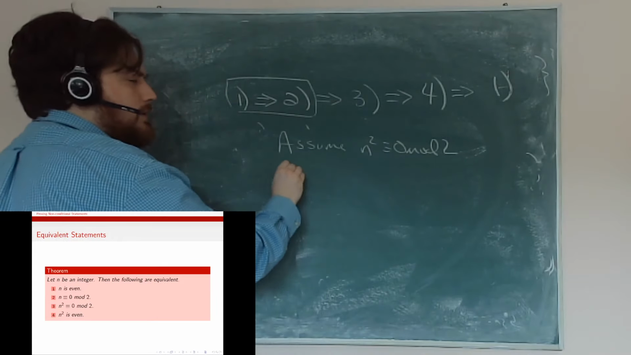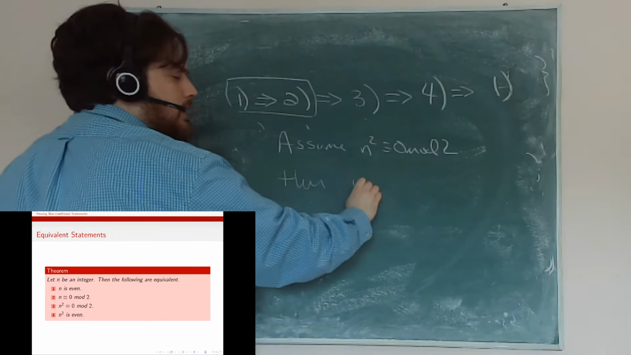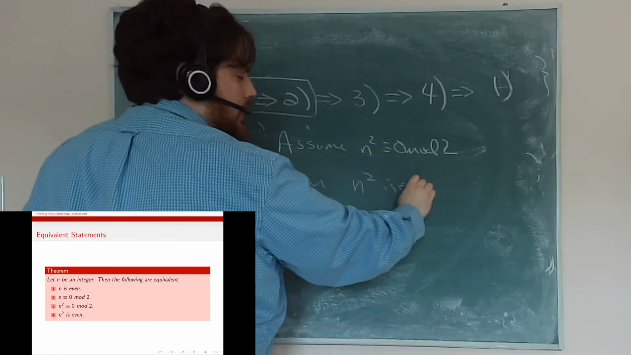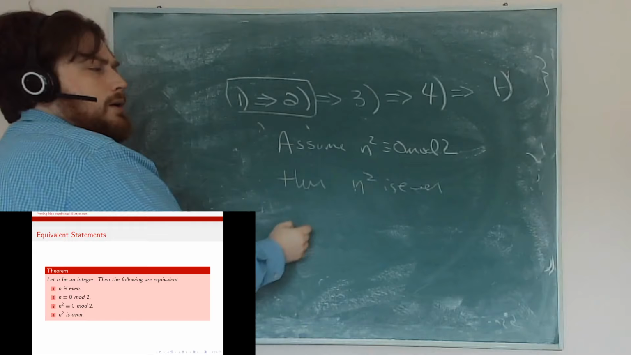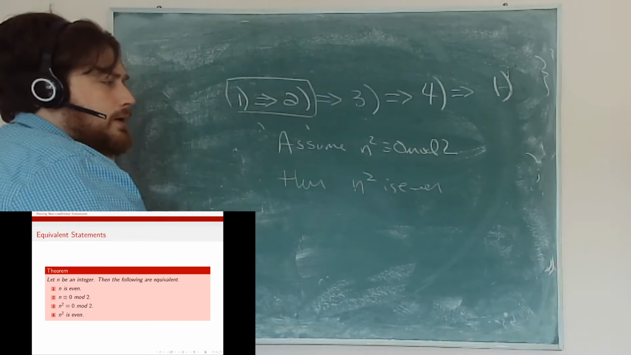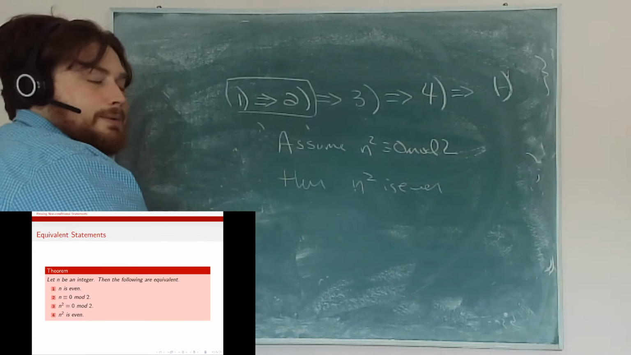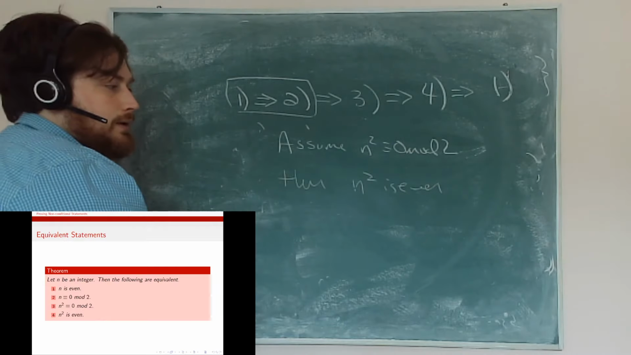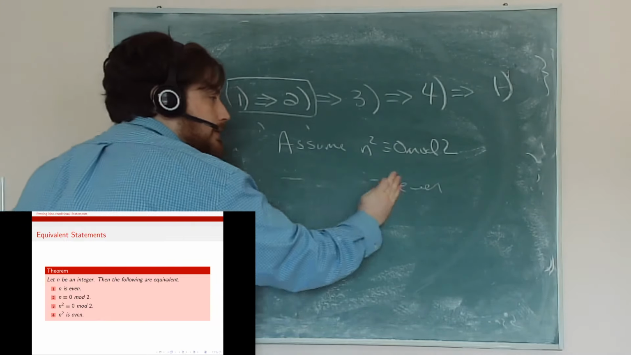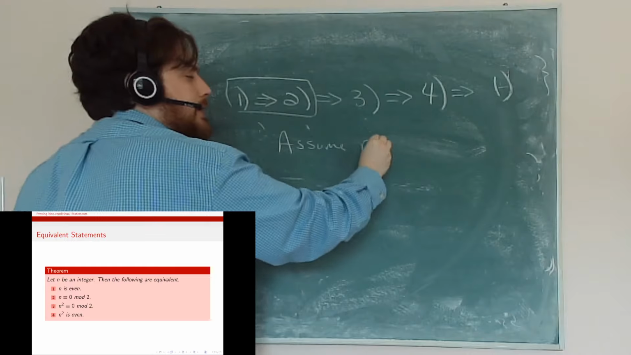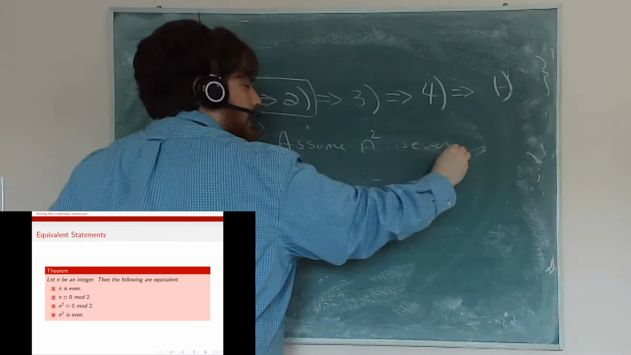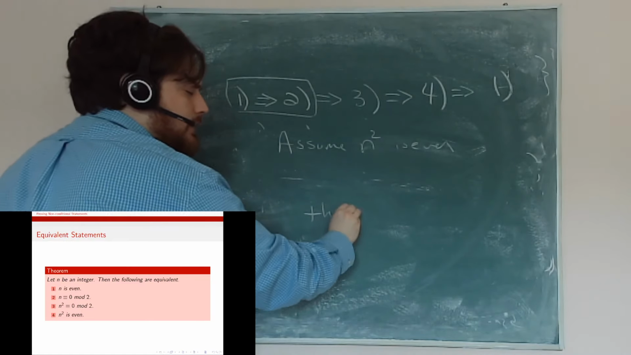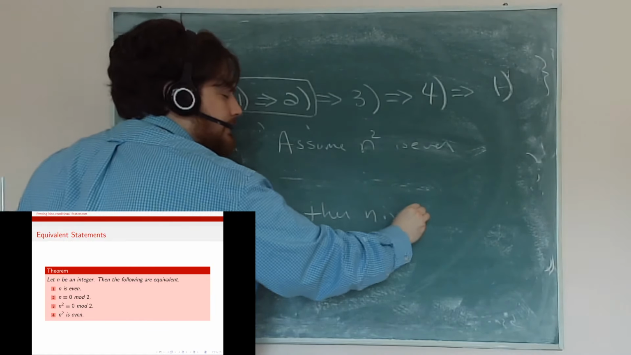And then we show, and again, as we did for 1 to 2, we know that these two are already equivalent because we've shown that before. So if n squared is congruent to 0 mod 2, that means n squared is even. The last thing I have to do is to show 4 implies 1, so I get to assume n squared is even, and I have to show n is even.